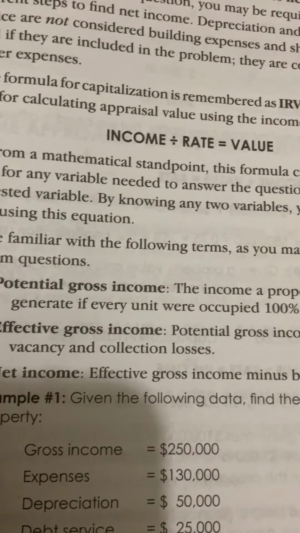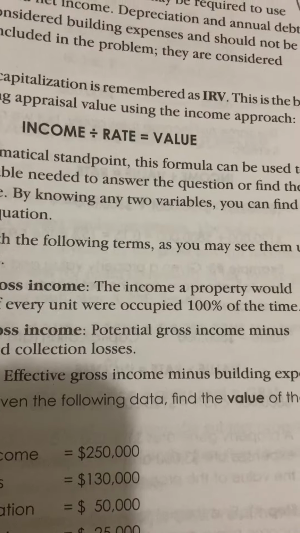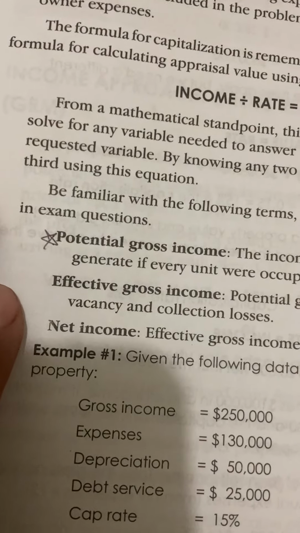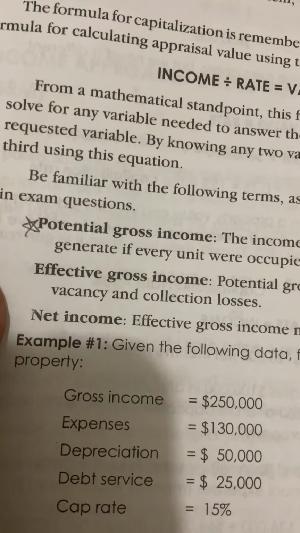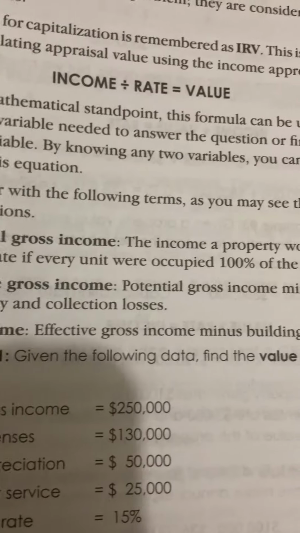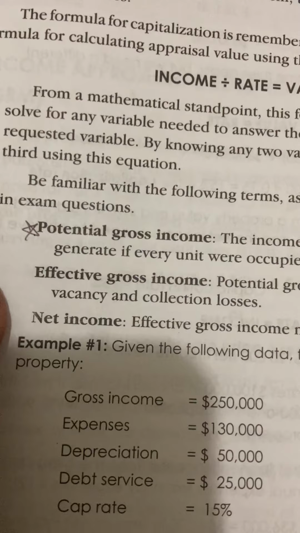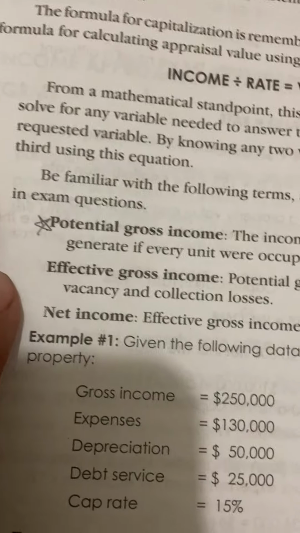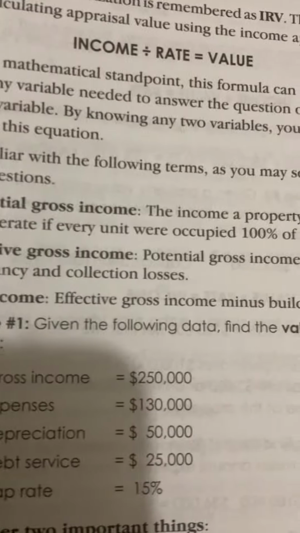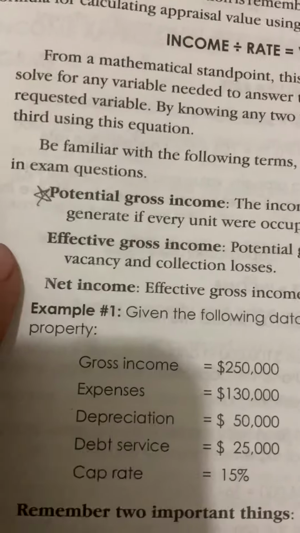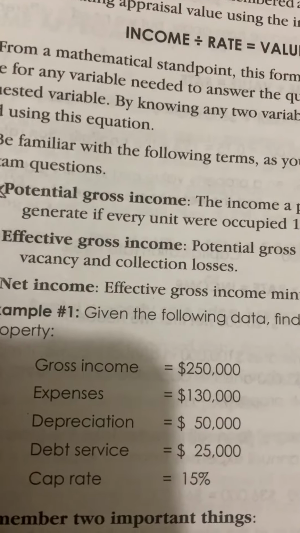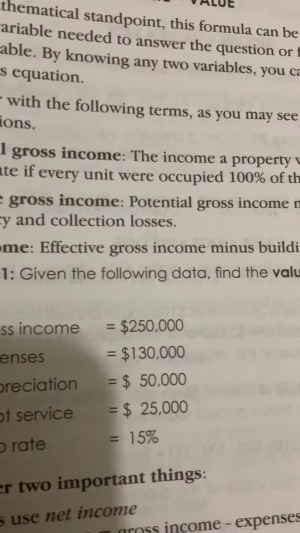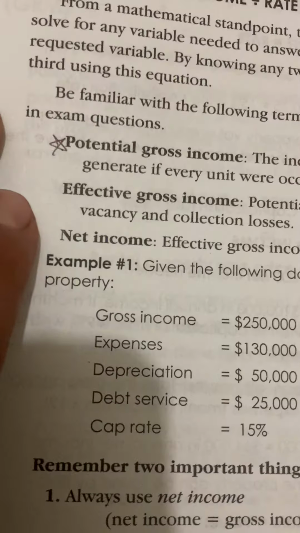Be familiar with the following terms, as you may see them used in exam questions. Potential gross income: the income a property would generate if every unit were occupied 100% of the time. Effective gross income is potential gross income minus vacancy and collection losses. And net income is effective gross income minus building expenses.